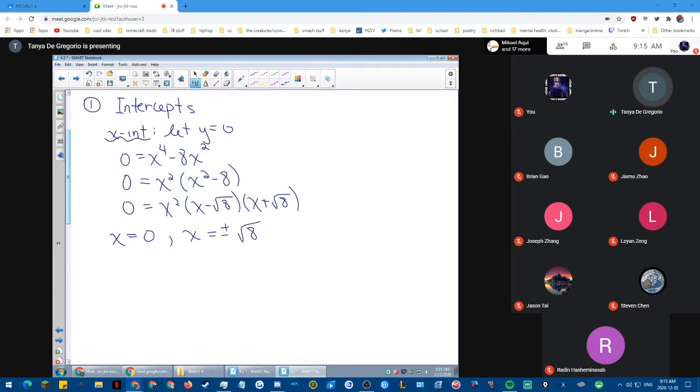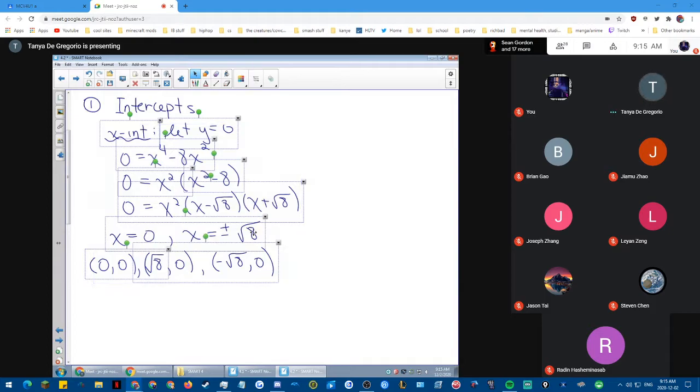So what's important here is we have 3 points on our graph. Just by finding one intercept, I found 3 points on my graph. I found 0, 0. I found root 8, 0. And I found negative root 8, 0. I'm just going to shrink this. So already we know 3 points on our graph.